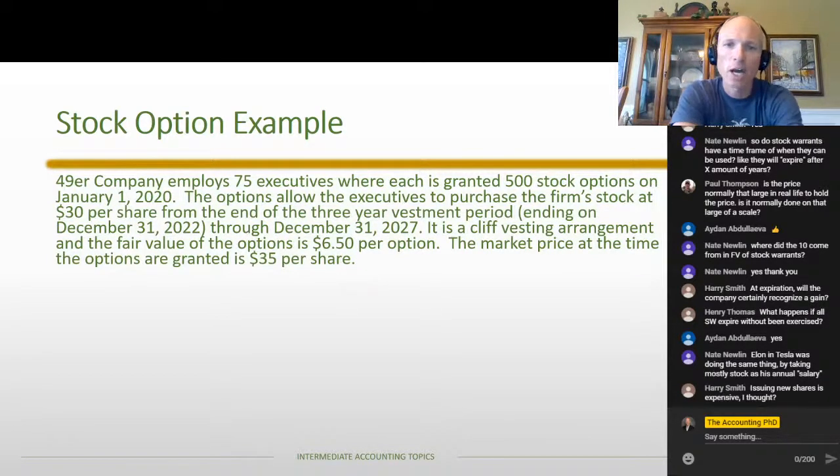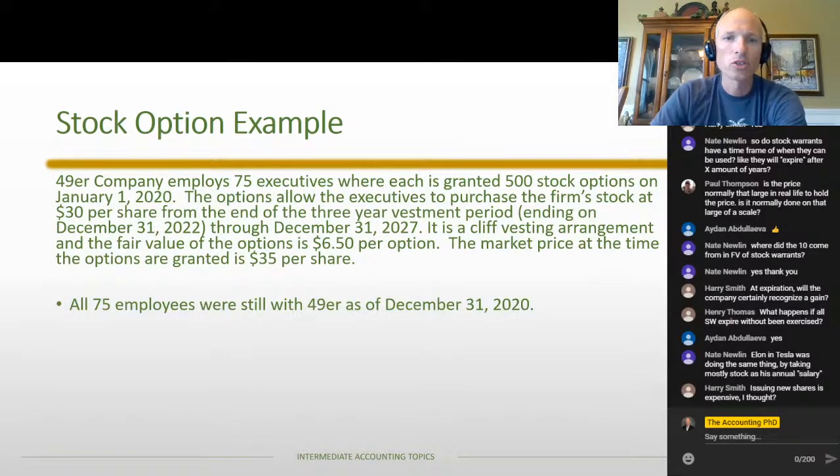The fair value of each option is $6.50, and the market price at the time the options are granted is $35. So that $35 really is just thrown in there as noise. It's not really relevant to anything we're doing, but it's just to illustrate that there is a market price, and as an employee, you'd want to be aware of that. All right, so some more information.